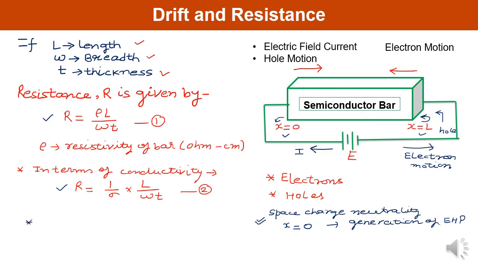So you can summarize and understand that the hole flows into the bar, while the electron flows into the external circuit.